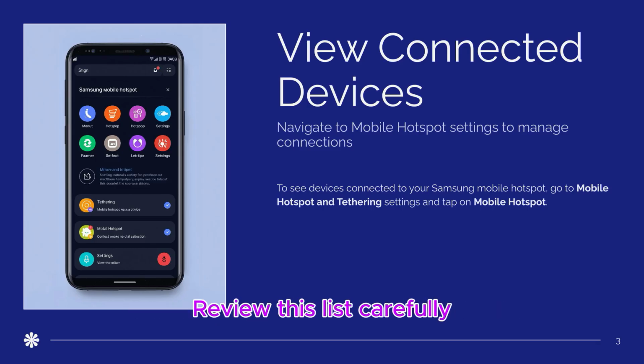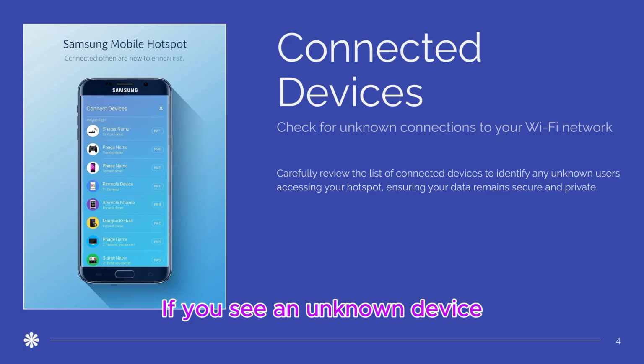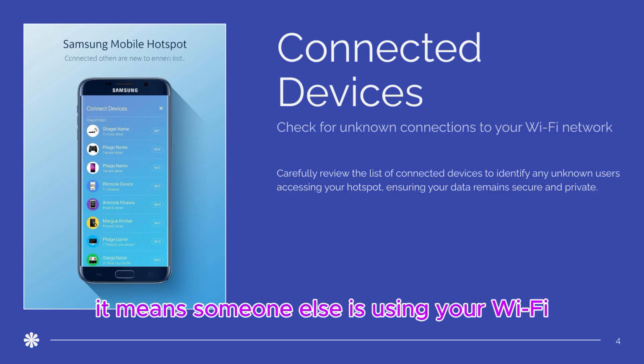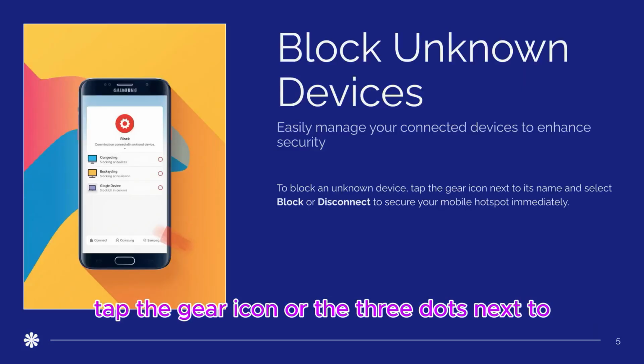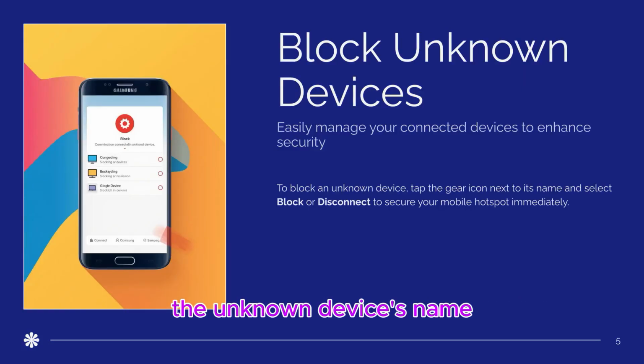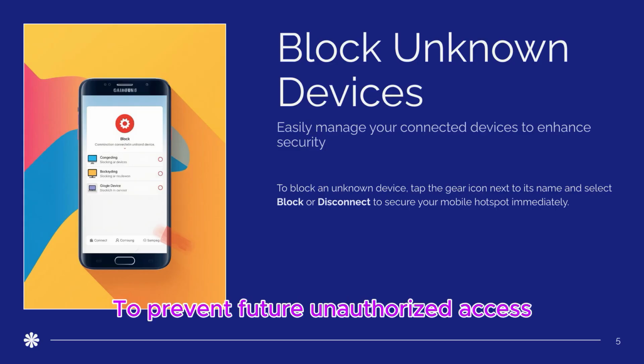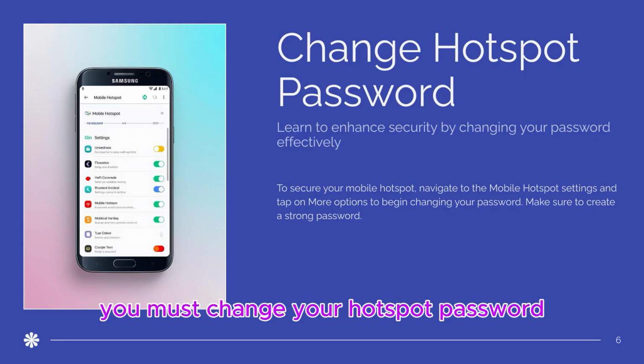Review this list carefully. If you see an unknown device, it means someone else is using your Wi-Fi. To block them immediately, tap the gear icon or the three dots next to the unknown device's name. Select Block or Disconnect. To prevent future unauthorized access, you must change your hotspot password.